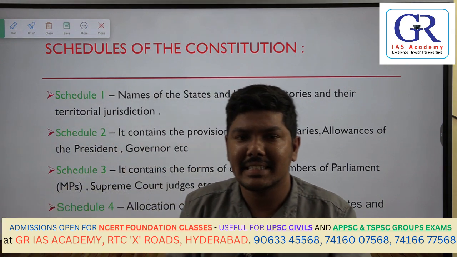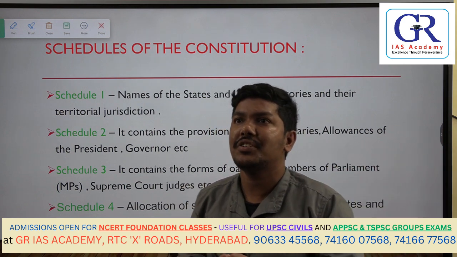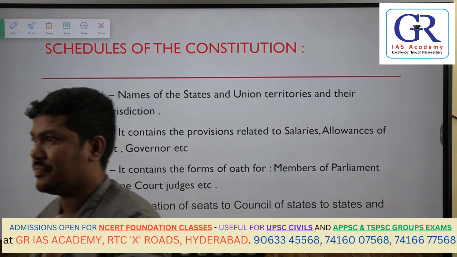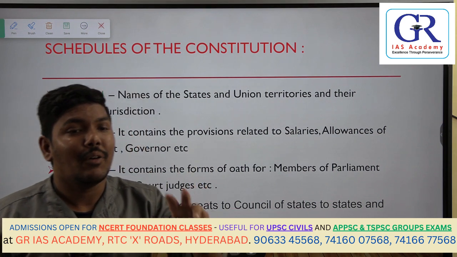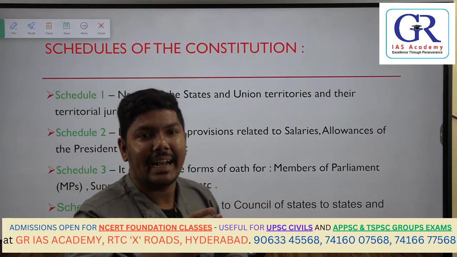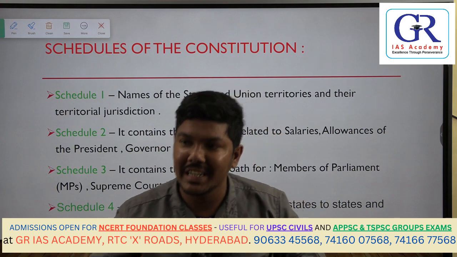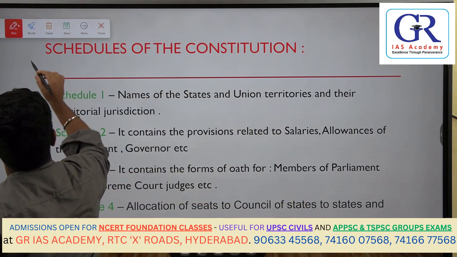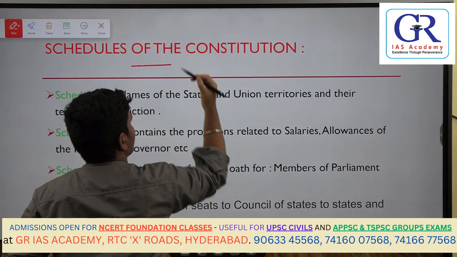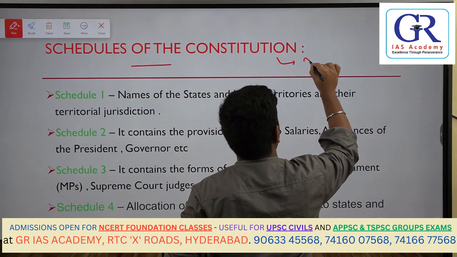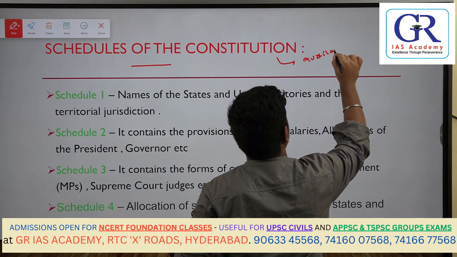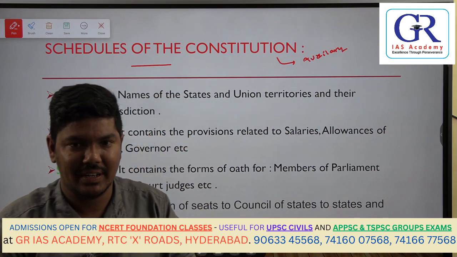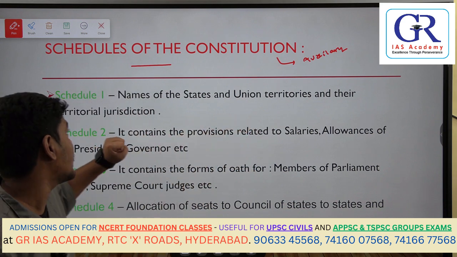Yesterday we discussed how many schedules there are originally. Originally 8 schedules were there, and at present there are 12 schedules. Okay, what are schedules? Schedules are like auxiliary provisions. They are like an appendix to a book, for example. So these schedules are like those particular aspects.